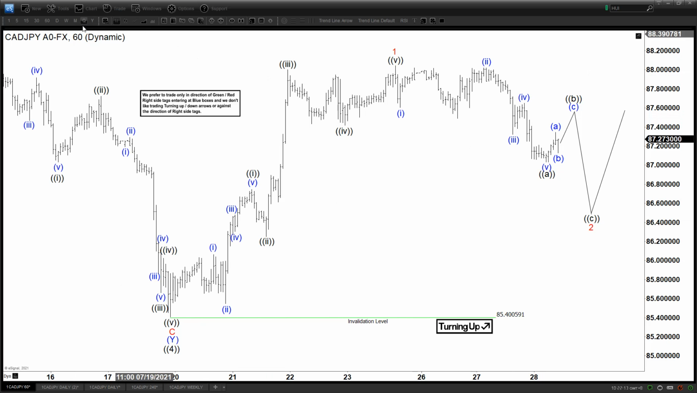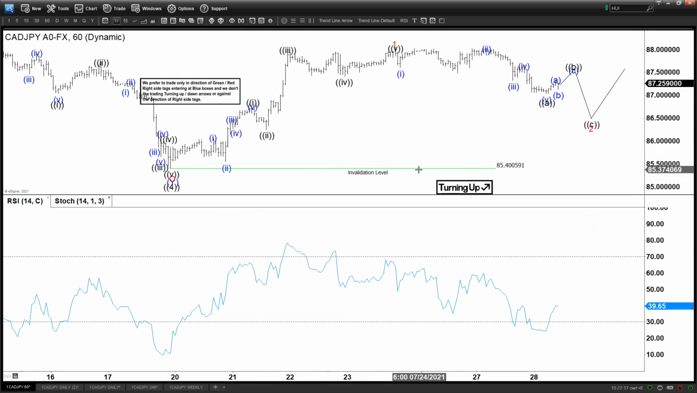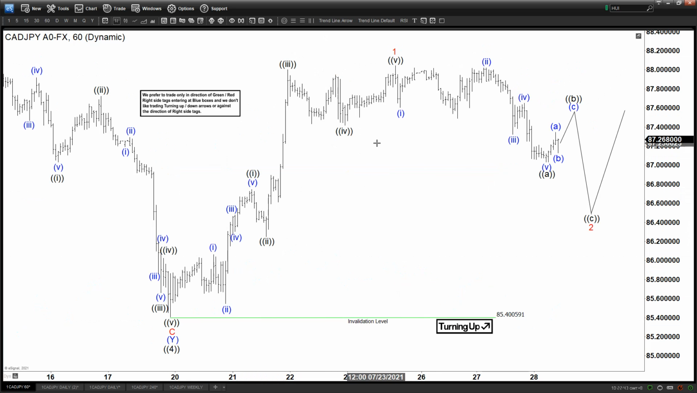Today we're going to be looking at the chart of the Canadian dollar yen. This is a 60 minutes chart here. We can see the pair ended wave 4 in the primary degree right here at 85.4, and then it has started to turn higher. The structure of the rally looks impulsive, 5 waves with a divergence at the peak, suggesting that this is likely to be 5 waves. And now we're looking for an ABC correction to correct these 5 waves up.